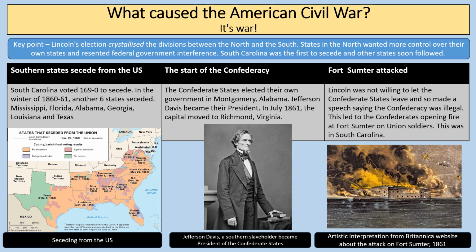Now, at this stage, President Lincoln was not willing to let the Confederate States leave without a fight, so he made a speech saying that the Confederacy was illegal. He left federal forces within forts in the South, so that led to Confederates opening fire at Fort Sumter on Union soldiers in South Carolina, and that's what basically sparked the American Civil War to essentially kick off.